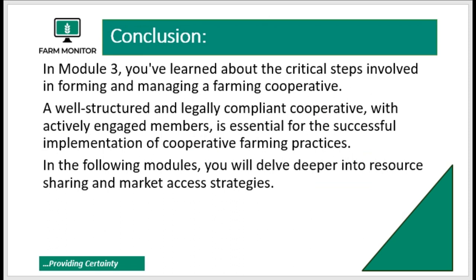So in conclusion, Module 3 has discussed the critical steps involved in forming and managing a cooperative. We discussed steps like convening an inaugural meeting, drafting bylaws, attending to legal considerations, and then we talked about financial management and defining the roles and responsibilities of cooperative members. A well-structured and legally compliant cooperative with actively engaged members is essential for the successful implementation of cooperative farming practices.